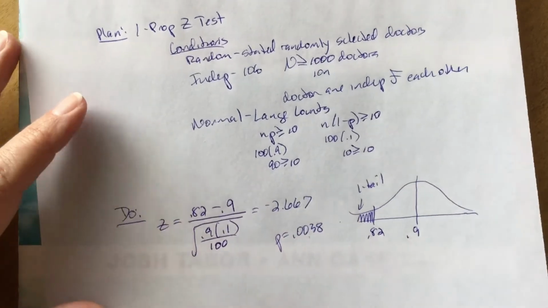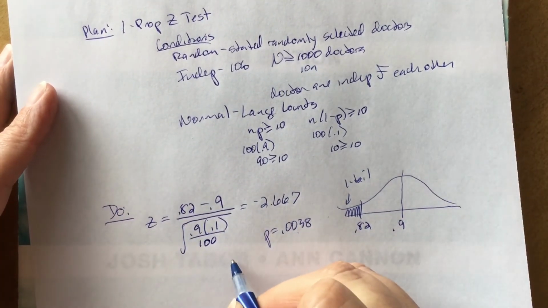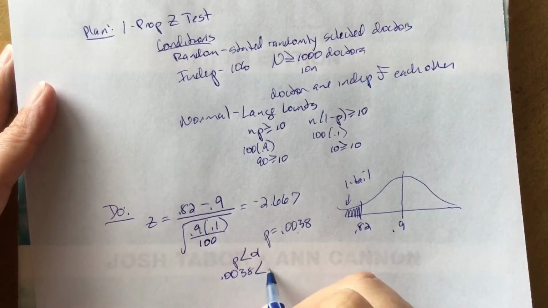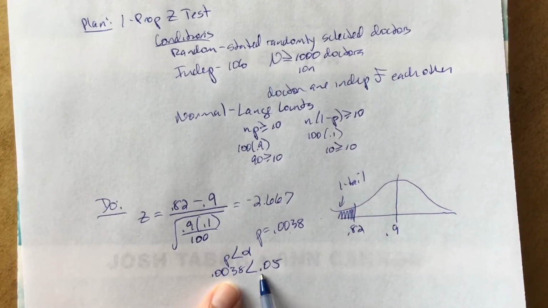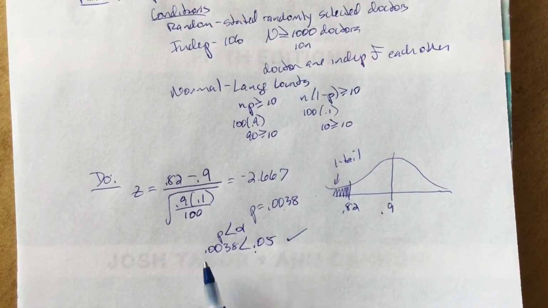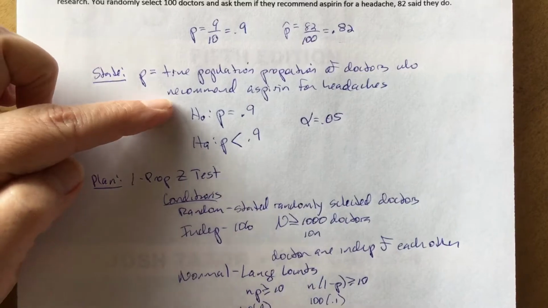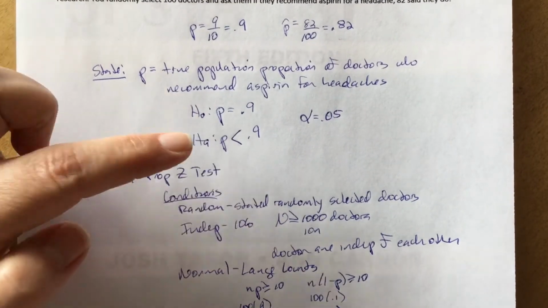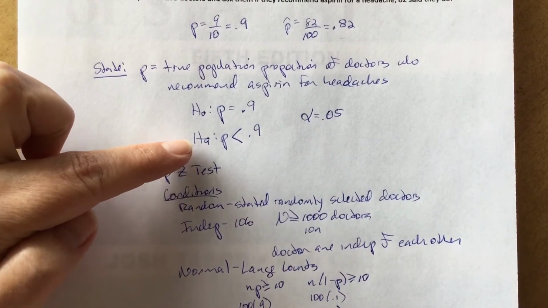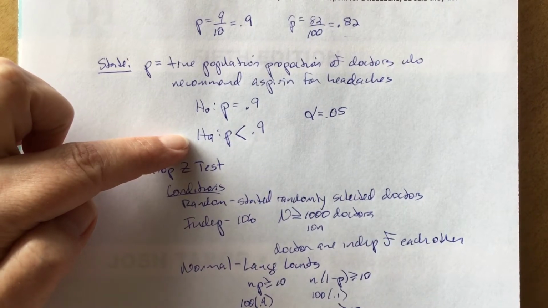Okay, so what we do for our conclusion is we test our p against our alpha. So our alpha was 5%. Since this is true, we can say our p is low. Compared to our alpha, our p is low. So if our p is low, we can reject the H0. So we're going to reject that, and we do have evidence that the true population proportion of doctors who recommend aspirin for headaches is less than 0.9. Okay, and that is my conclusion.